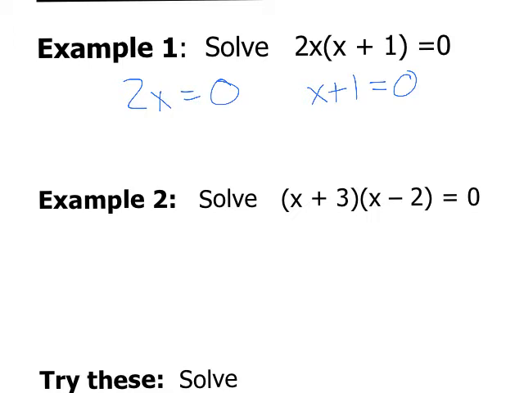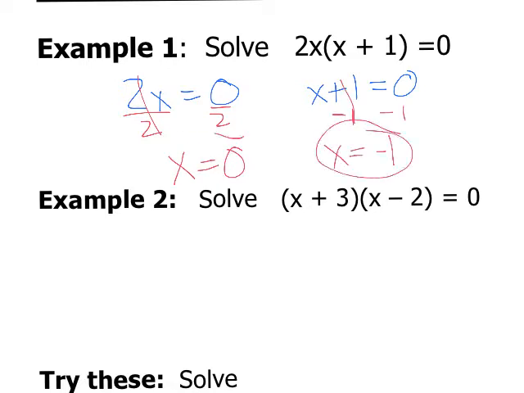So now I do just like I did up above. Divide by 2, divide by 2, x is 0. Minus 1, minus 1, x is negative 1. So there are actually 2 answers to most of our problems. Almost all of our problems that have an x squared in them, x squared almost always means there will be 2 answers. Okay, almost always means there will be 2 answers.